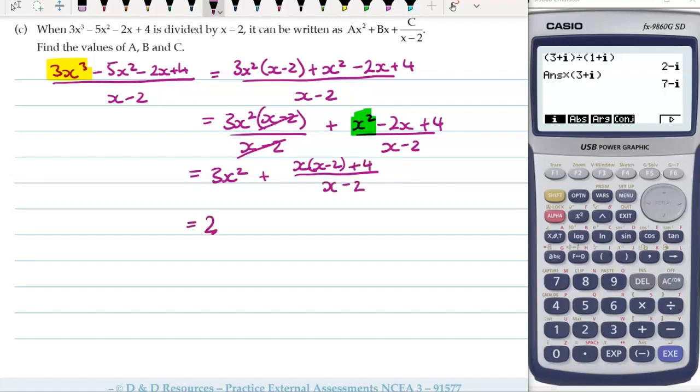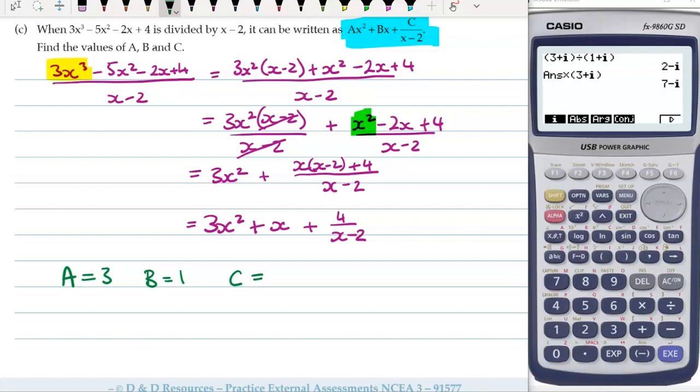So then this becomes 3x squared. This portion of the fraction can be pulled out to be just x, because the x minus 2's would cancel, and then we're left with plus 4 over x minus 2. Now compare that to what we had in the question here, and we can write down the values that a is 3, b is 1, and c is 4.